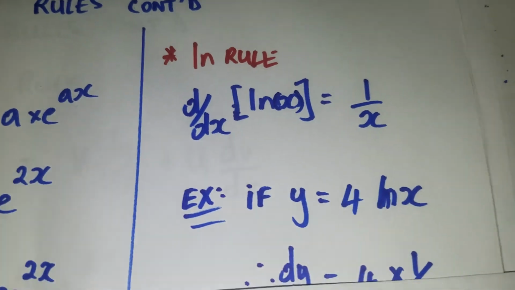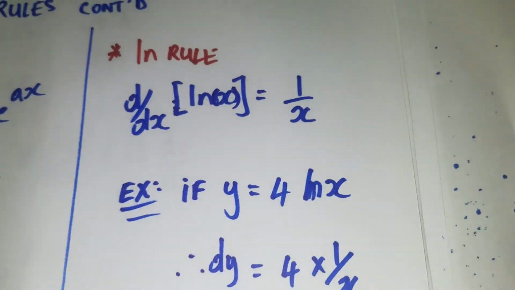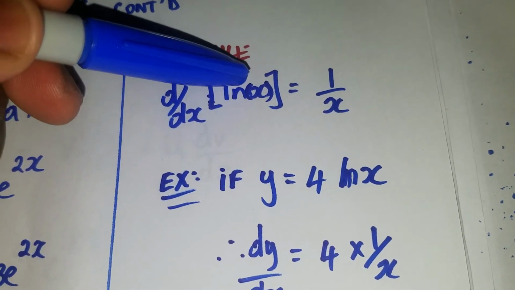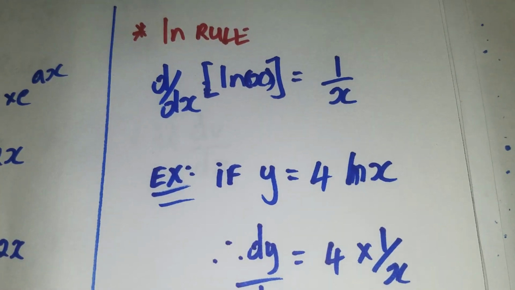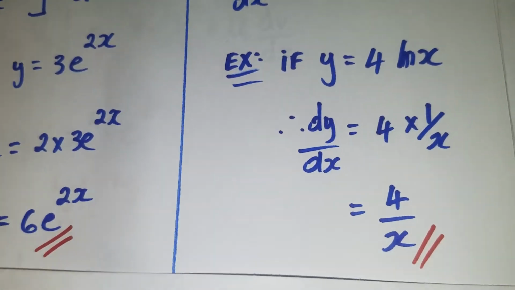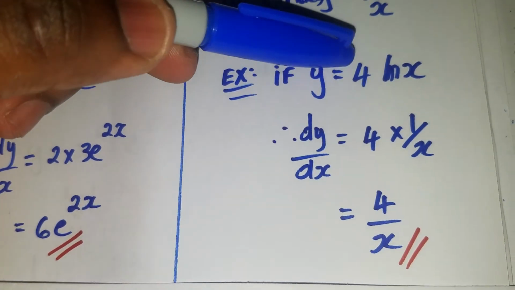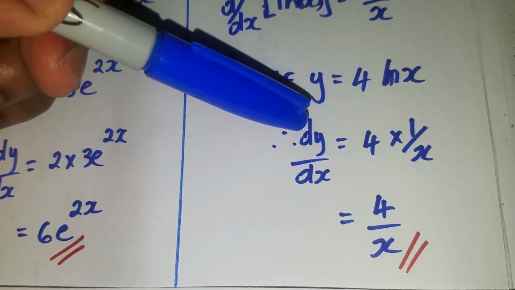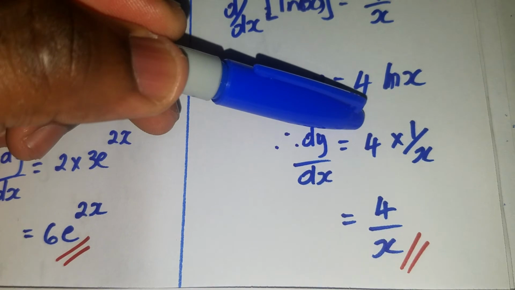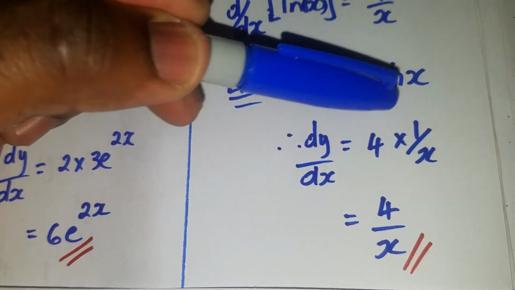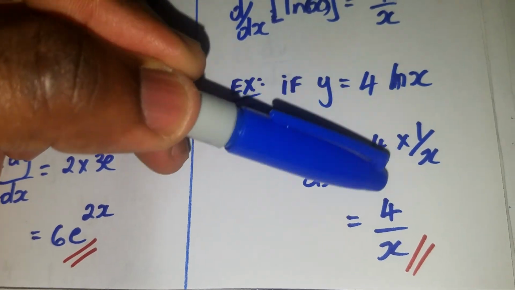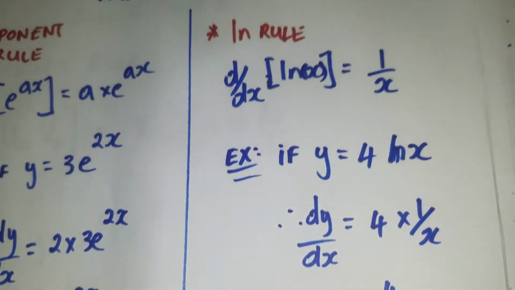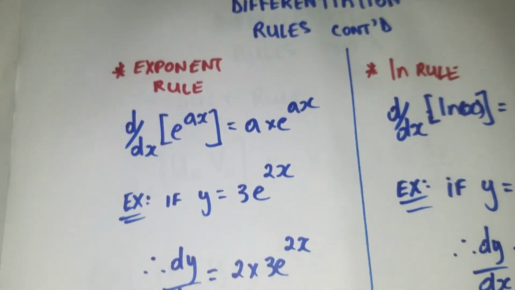Now, for the ln rule, the natural log, the differential of ln x will be equal to 1 over x. In this case, we have y equals 4 ln x. If the differential of ln x is 1 over x, then the differential of y with respect to x will be 4 multiplied by 1 over x. So it will be 4 times 1, 4. So the differential will be 4 over x.